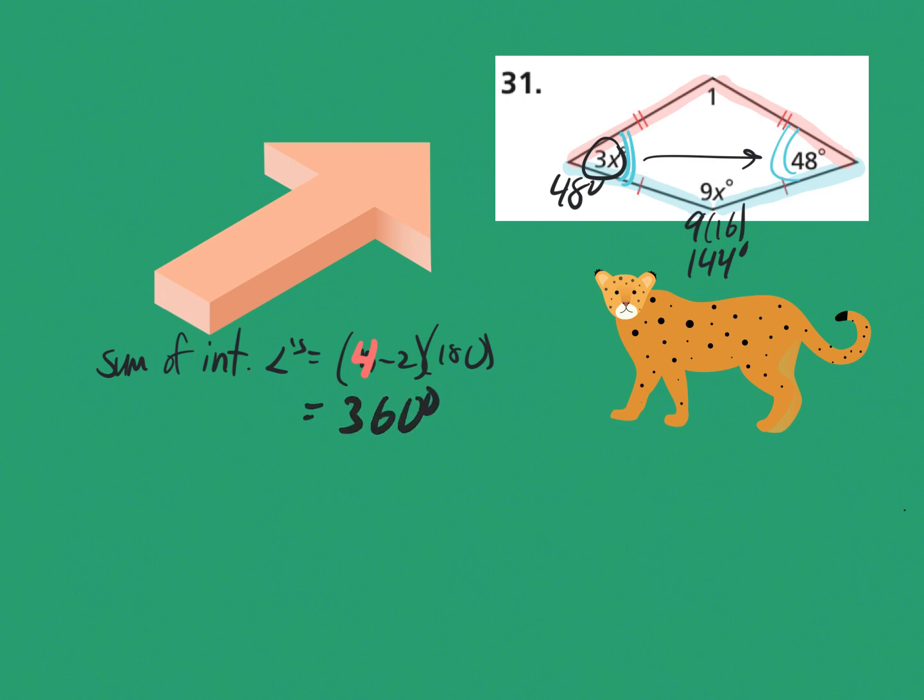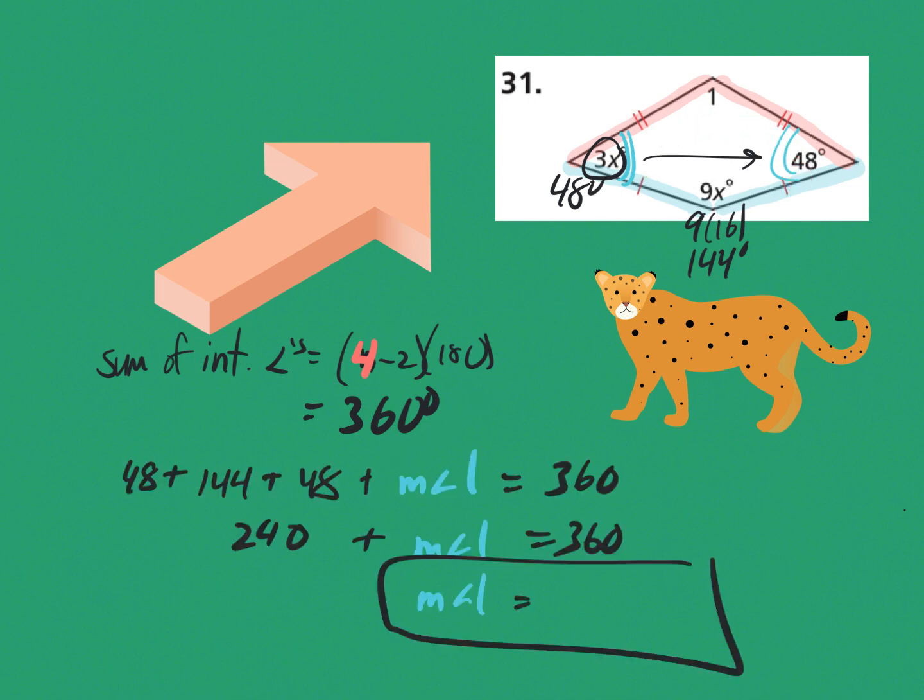And therefore, 48 and 144 and 48 plus the measure of angle 1 must be 360. So 240 plus the measure of angle 1 is 360. Subtracting 240 from both sides, the measure of angle 1 is 120 degrees. And that's how you do number 31.